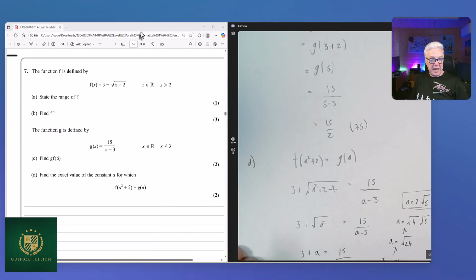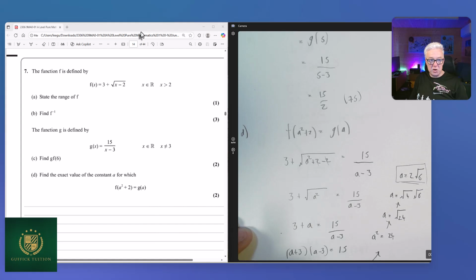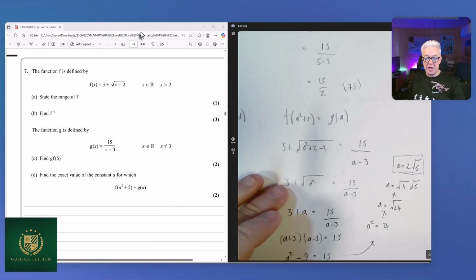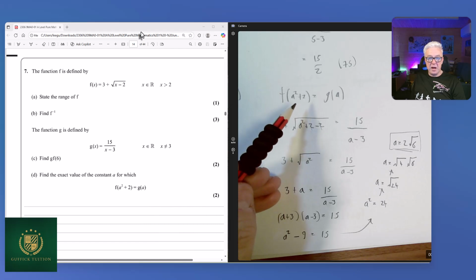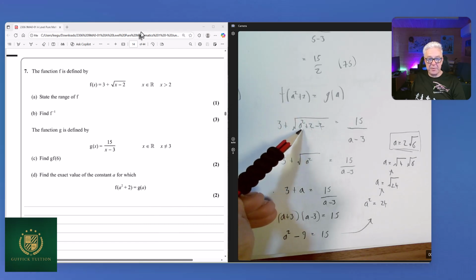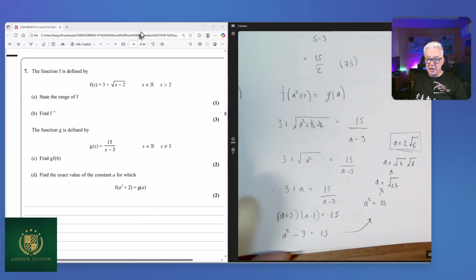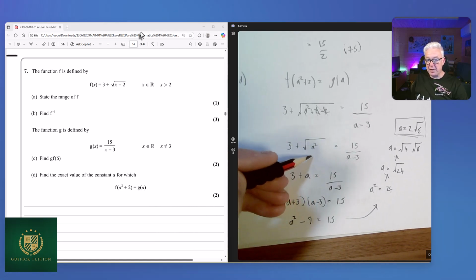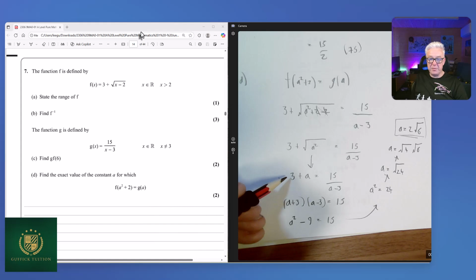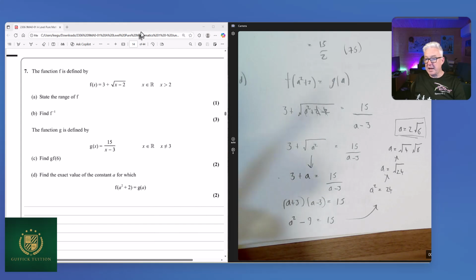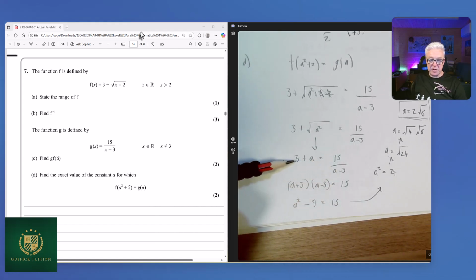Now part D, find the exact value of the constant a for which f of a squared add 2 is equal to g of a. So let's think about that. I've written down f of x, but the x has been replaced by a squared add 2. So that gives us 3, add the square root of a squared add 2, take away 2, so they cancel out, leaving us just with the square root of a squared, which is just going to go to a. So the left-hand side becomes 3 add a. The right-hand side is g of a, so it's 15 over a minus 3. It stays the same.